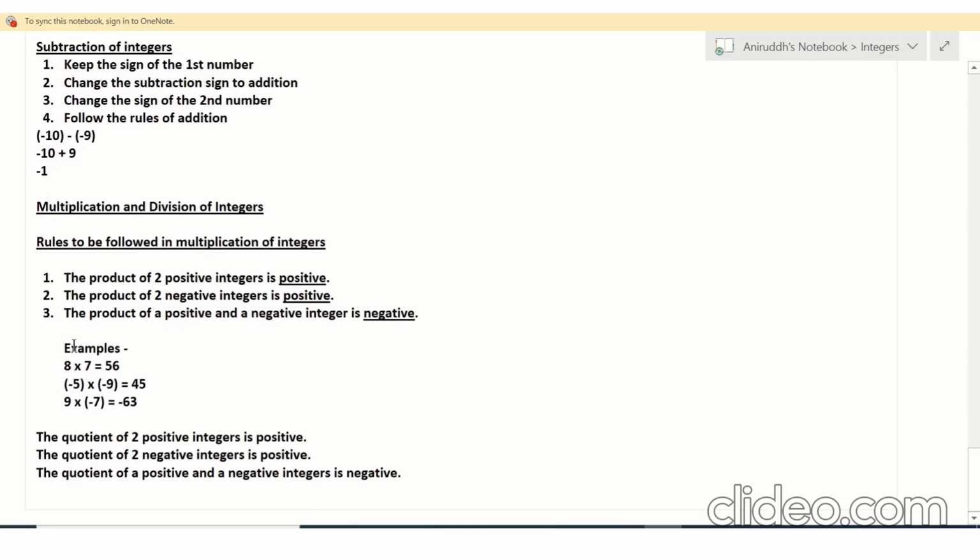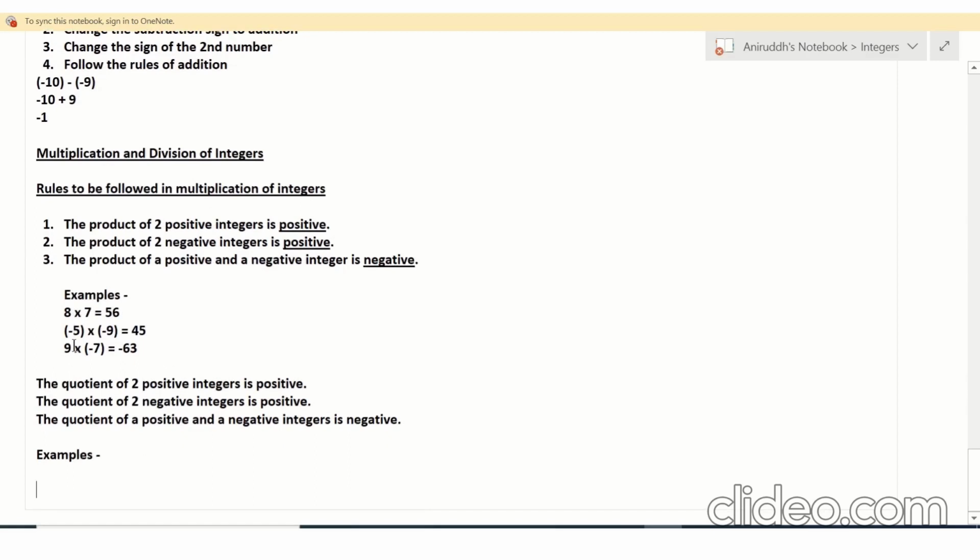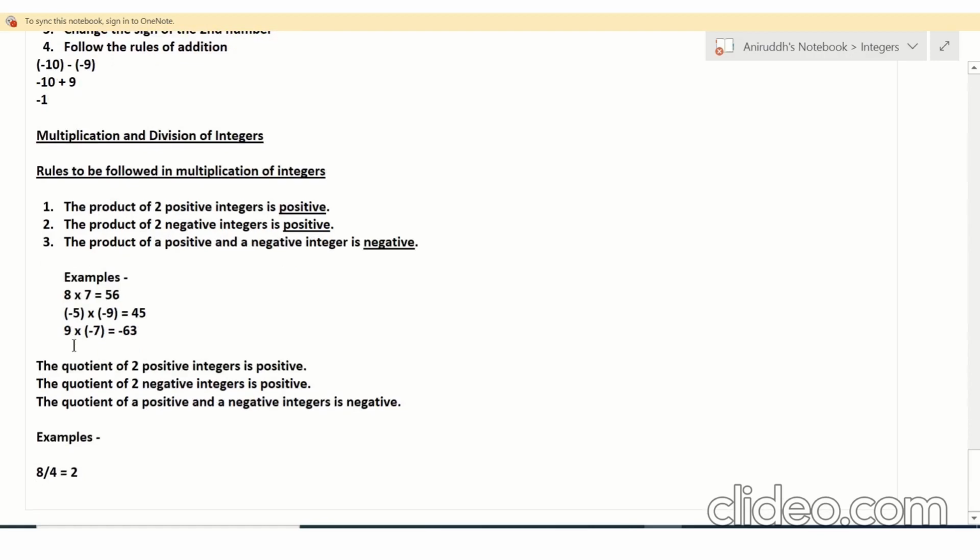We'll take some examples. 8 divided by 4. Two positive integers, the quotient is also positive. Now we'll take two negative integers, -100 divided by -50. You get 2, which is again a positive, so the quotient of two negative integers is also positive.